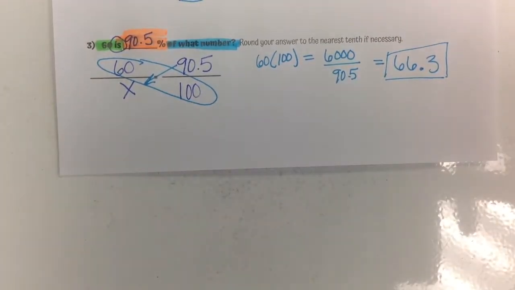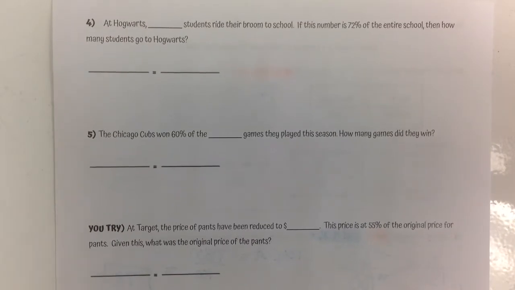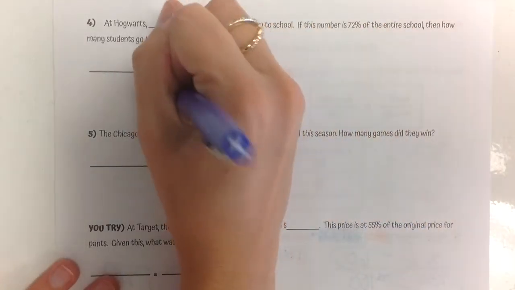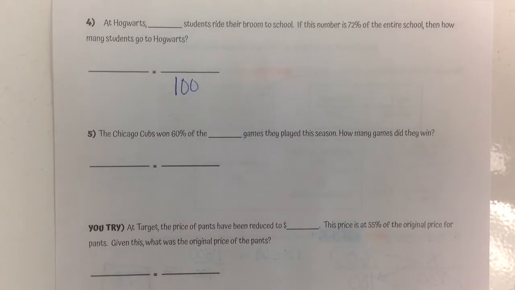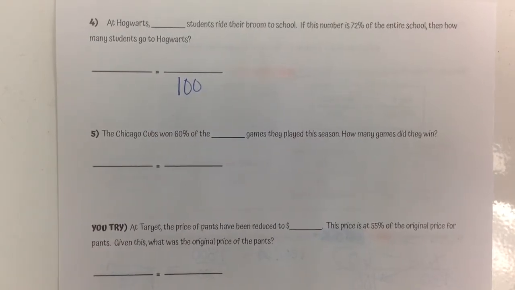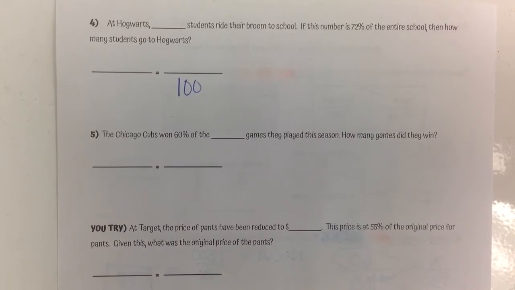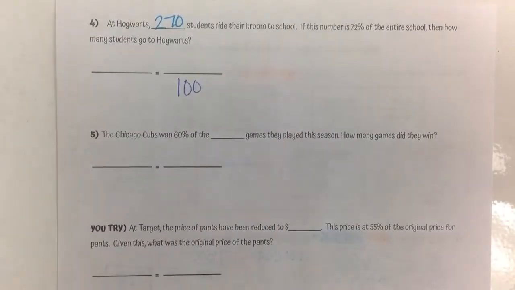Okay, so those were just some basic problems. Now let's look at a couple word problems, and then I'll have you try one on your own. So word problem, same idea, same exact setup. We're always talking about a value with a percent out of 100. Just got to look for those keywords and think about what is the part, what is the whole. So first problem here, at Hogwarts, 270 students ride their broom to school. If this number is 72% of the entire school, then how many students go to Hogwarts?